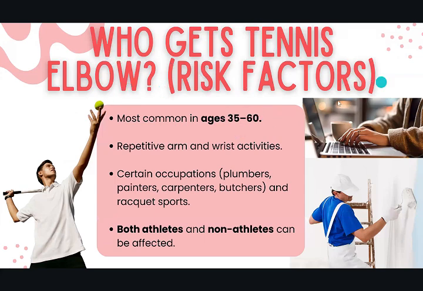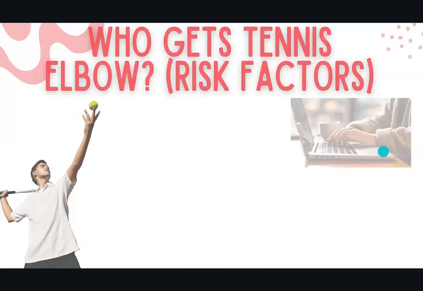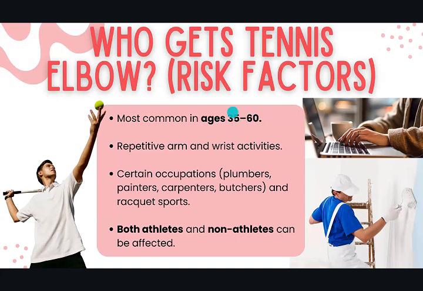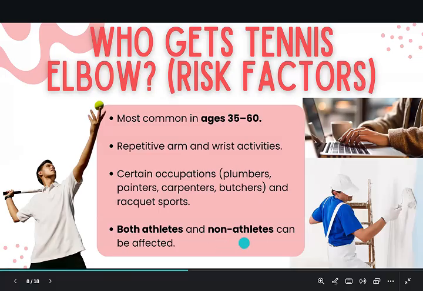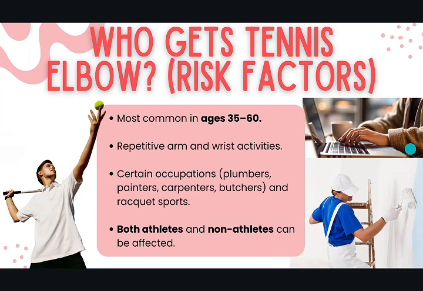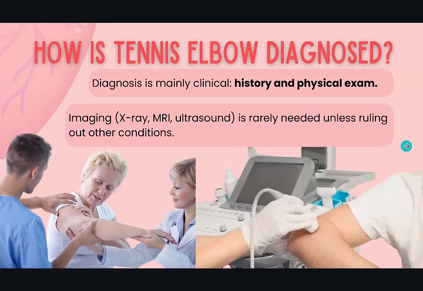So, who gets tennis elbow? Risk factors. Most common in ages 35 to 60. Ilang taon na po ba kayo ulit? Like I'm 47. Okay, so you are within the group. Repetitive arm and wrist activities from work, plumbers, painters, carpenters, butchers, sports. Both athletes and non-athletes can be affected. Athlete po ba kayo? Hindi po.